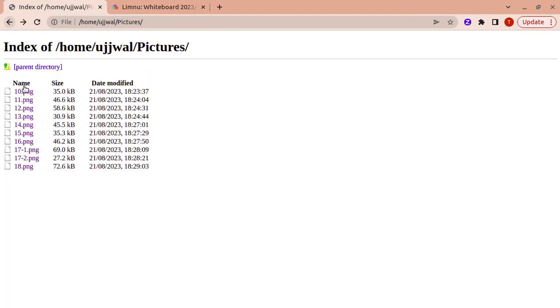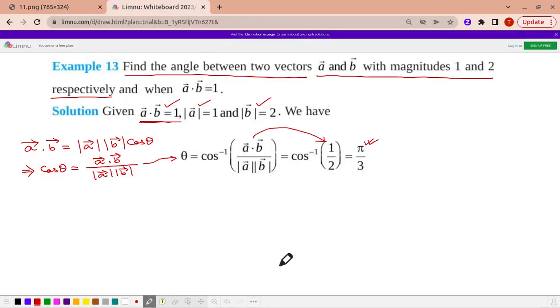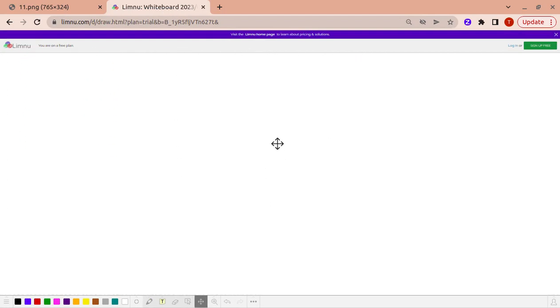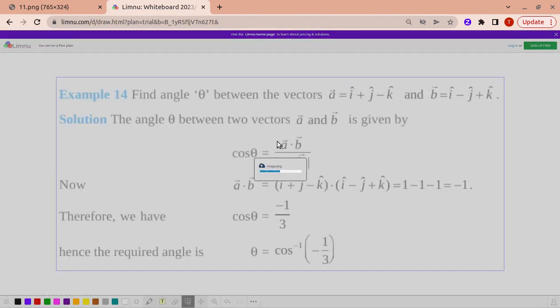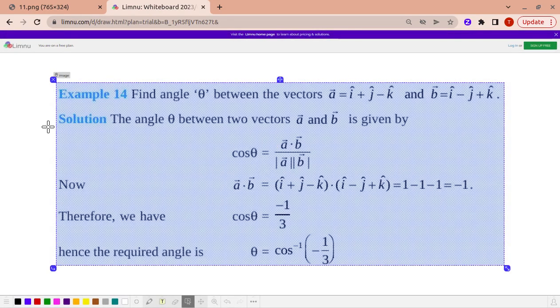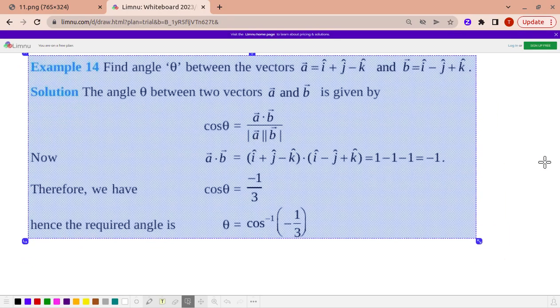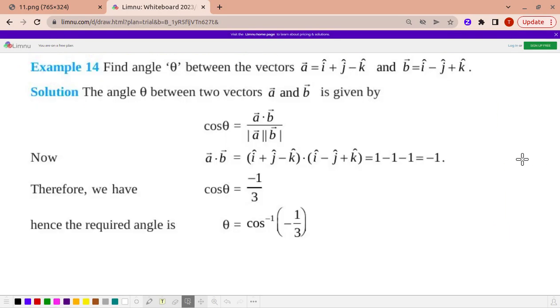Now let me go to the next question, which I am going to place in front of you. At any point of time, on any question, if you have the smallest doubt, never hesitate to let me know about it.